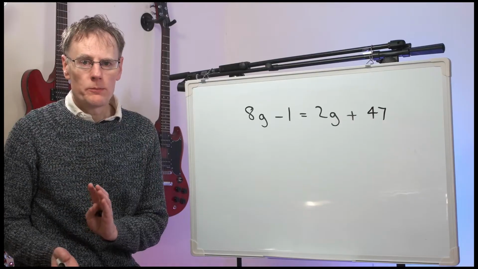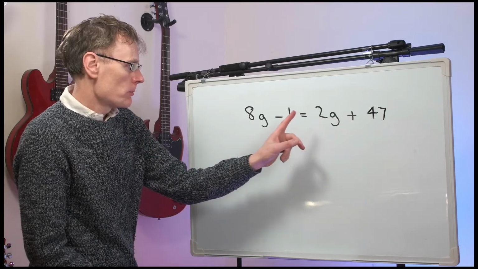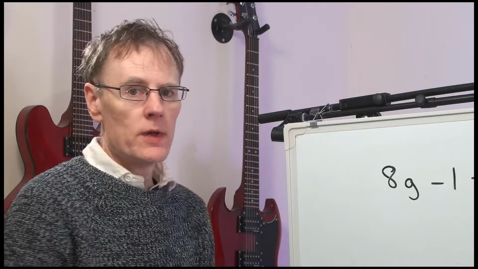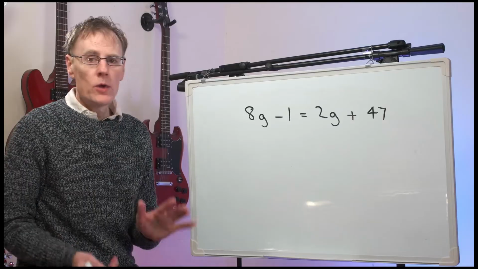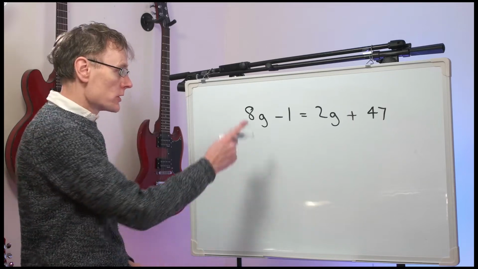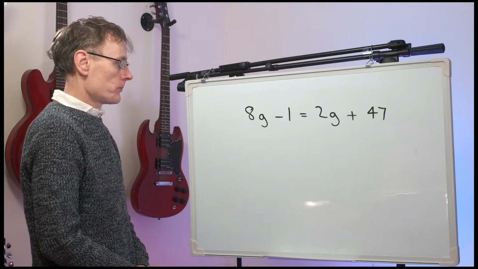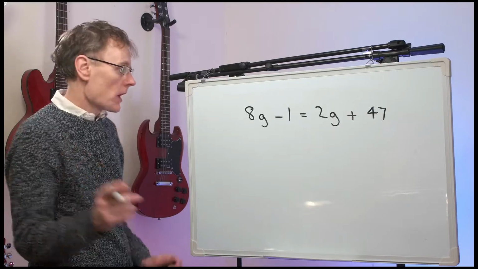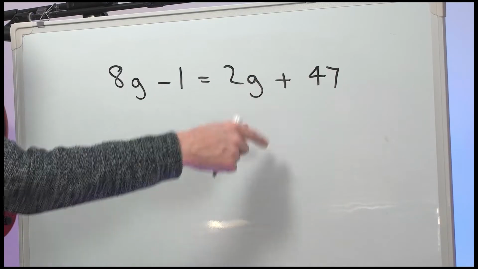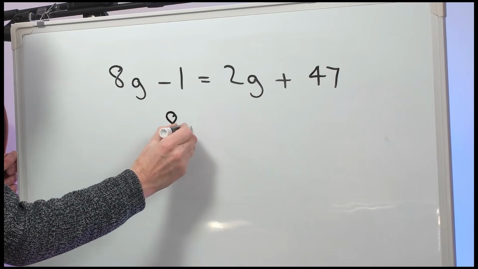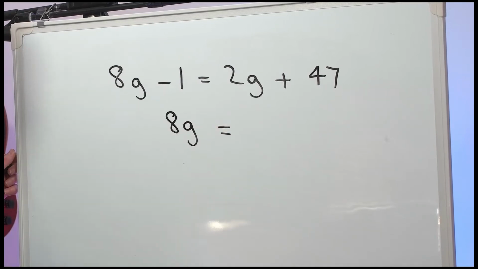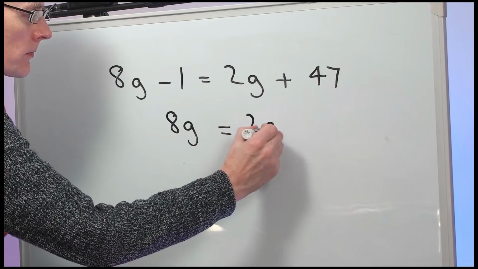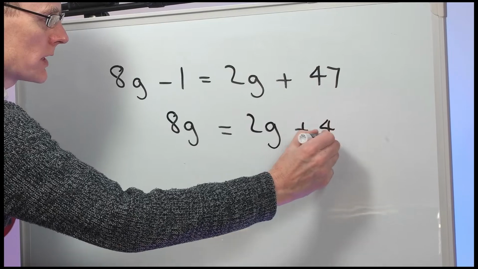Now, let's have a look at this one. This time we have letters on both sides. We do exactly the same thing. We do whatever we like, as long as we do the same thing to both sides. So first, I'm going to add 1 to both sides. 8g equals 2g plus 48.